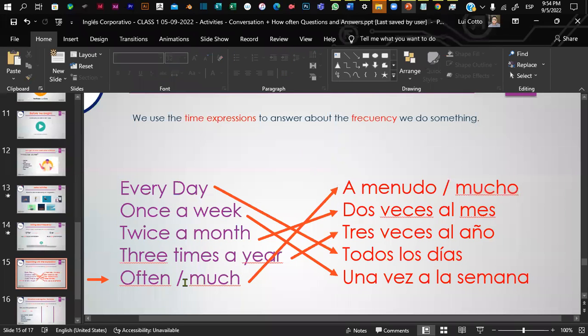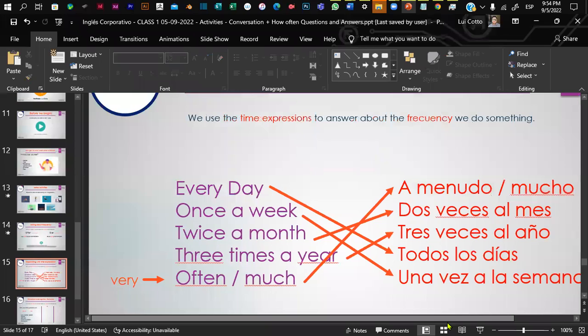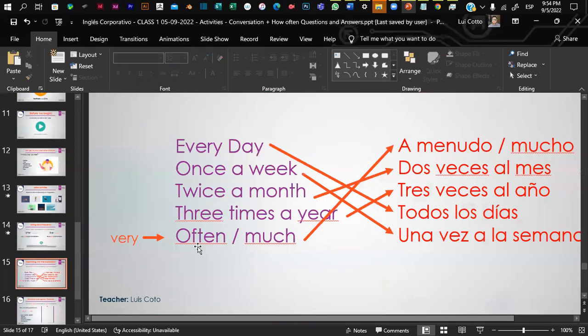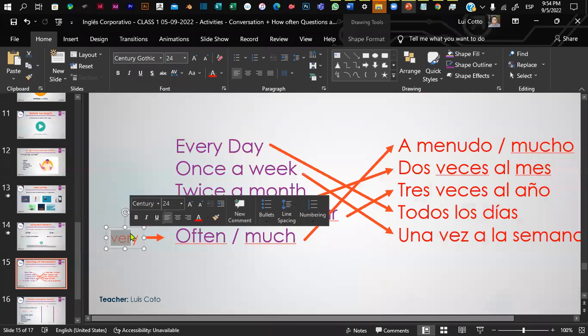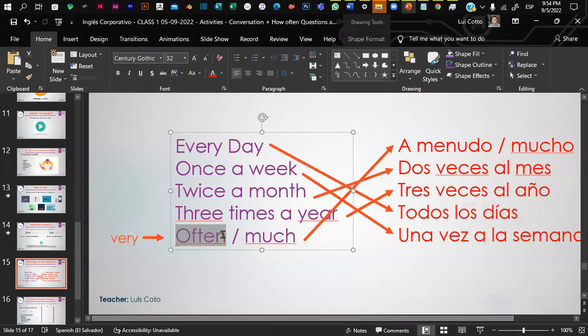Okay. And that means often and much. And the word that has before, like the word que tiene antes, is very much often. What is the meaning of very often? Meaning? Muy. Significado of very often? Muy a menudo, bastante, etc. You can use synonyms. Okay, good.